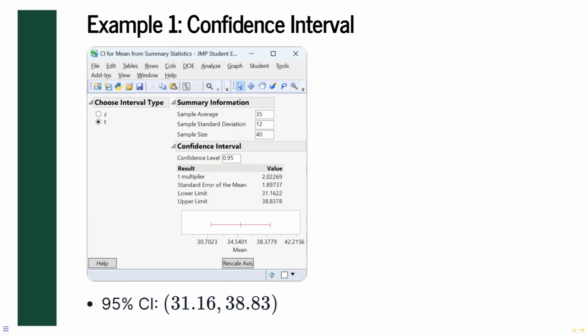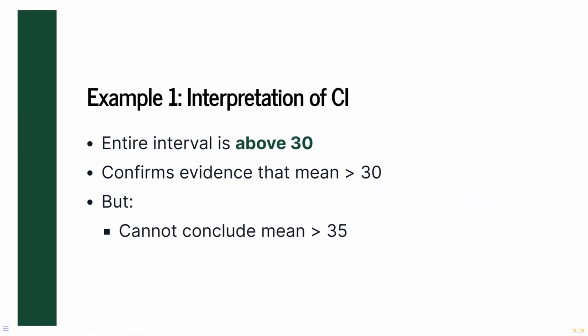We can also construct a confidence interval for the mean wait time. In this case, the 95% confidence interval ranges from about 31.16 to 38.83 minutes. This interval lies entirely above 30, which reinforces our conclusion that the mean wait time is greater than 30 minutes. However, because the interval includes values below 35, we cannot conclude that the mean wait time is greater than 35 minutes.